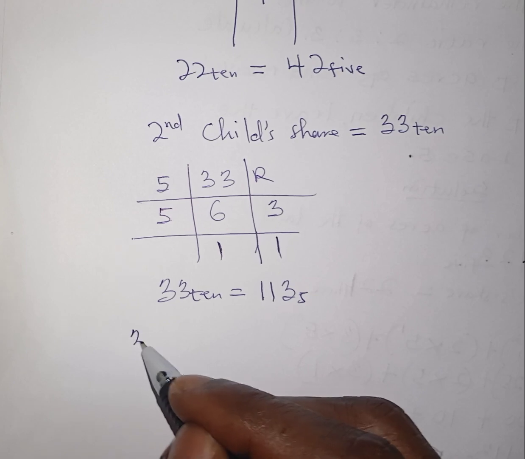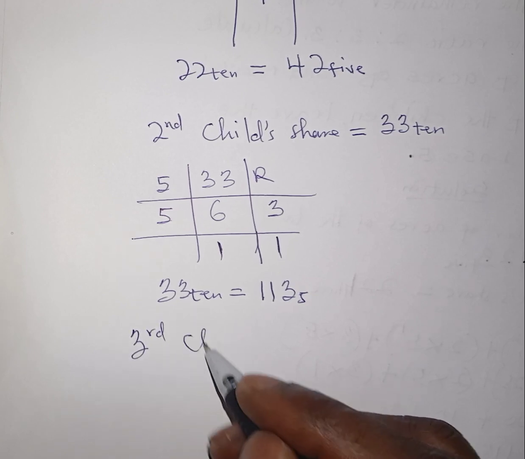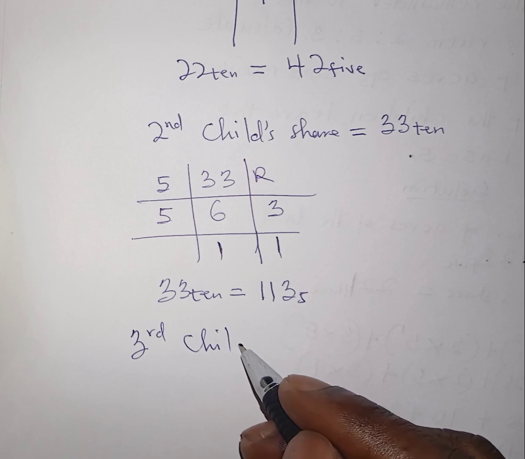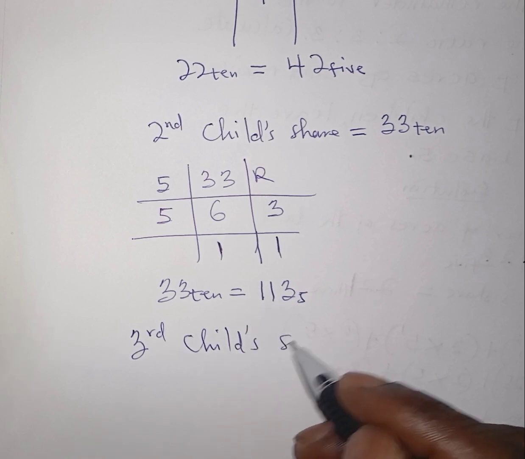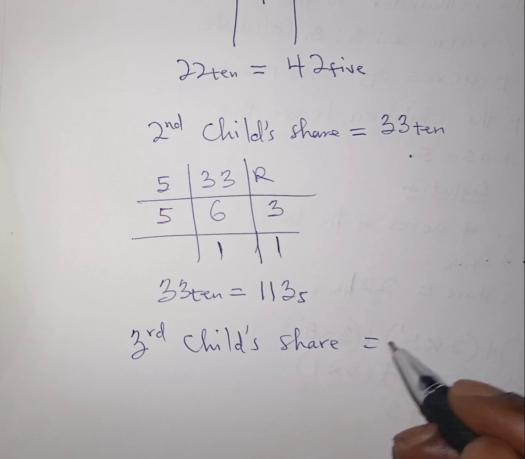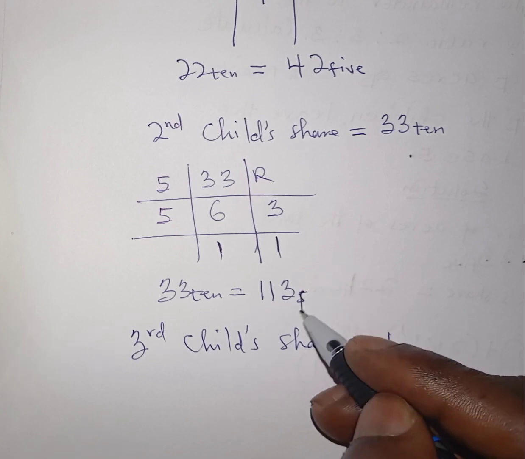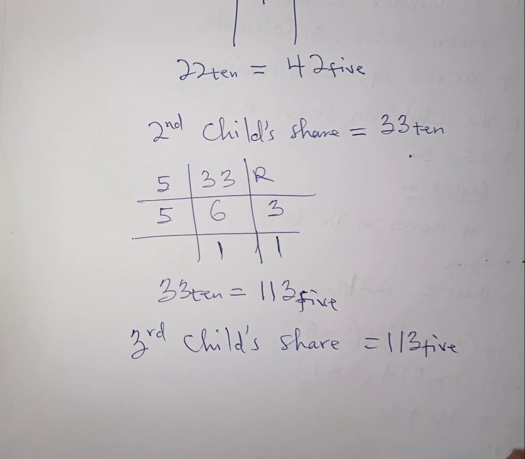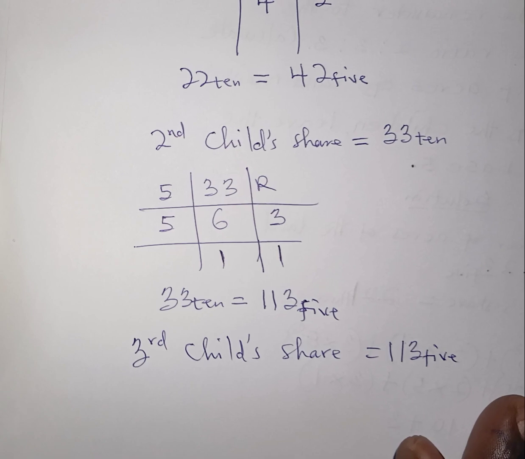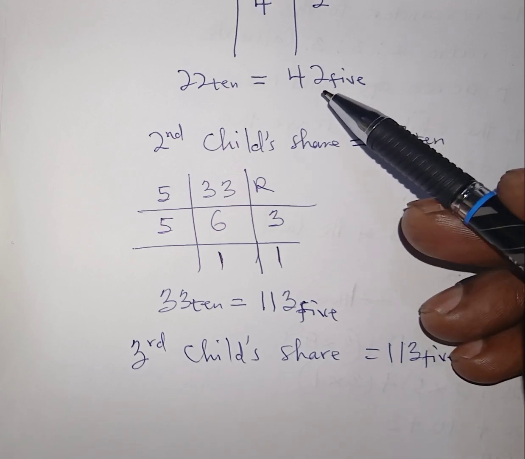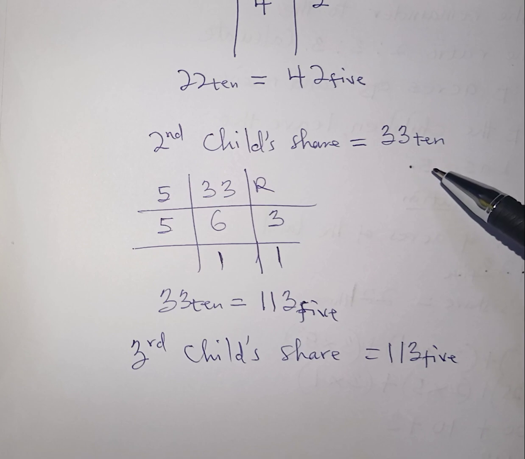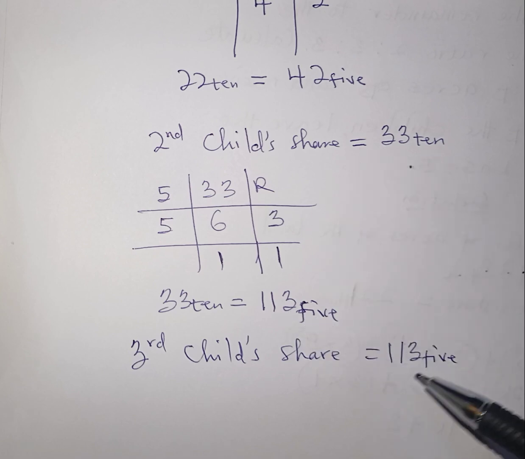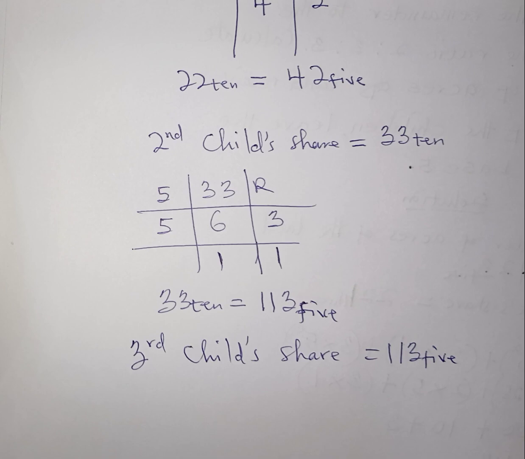Then the third child, since the third child and the second child have the same value, the third share is also equal to 113 base 5, and that ends everything. So when you are asked to solve this exam, that is how to go about it. So it means that the shares of these children are 42 base 5, 113 and 113 base 5. Okay, so these are their respective shares.